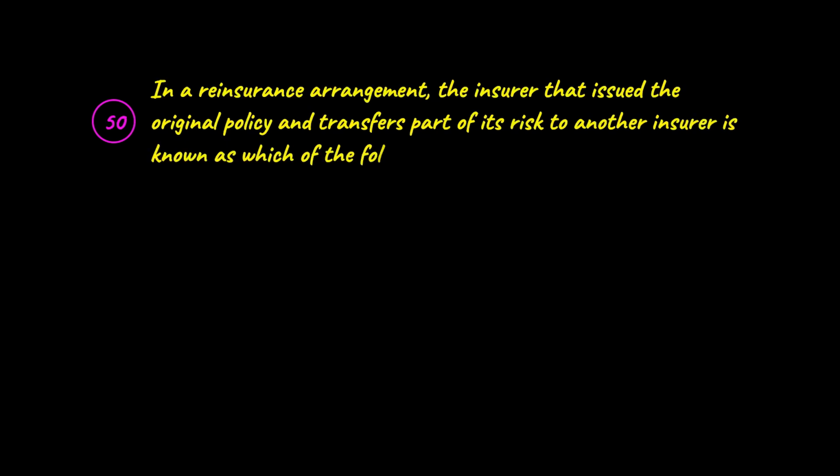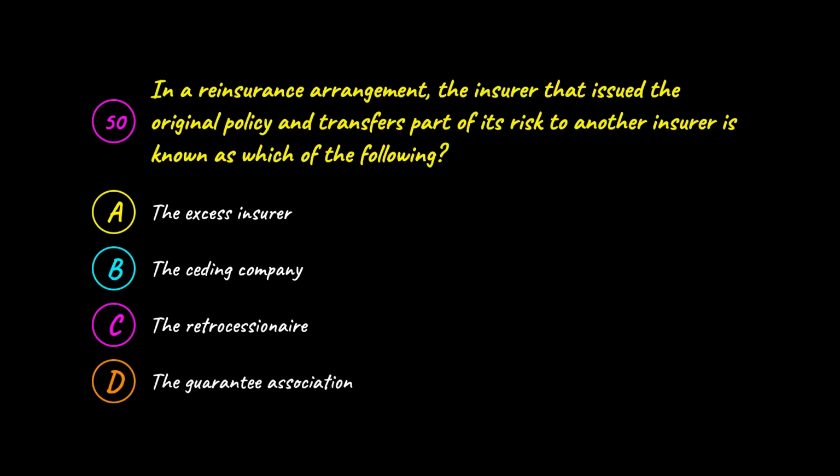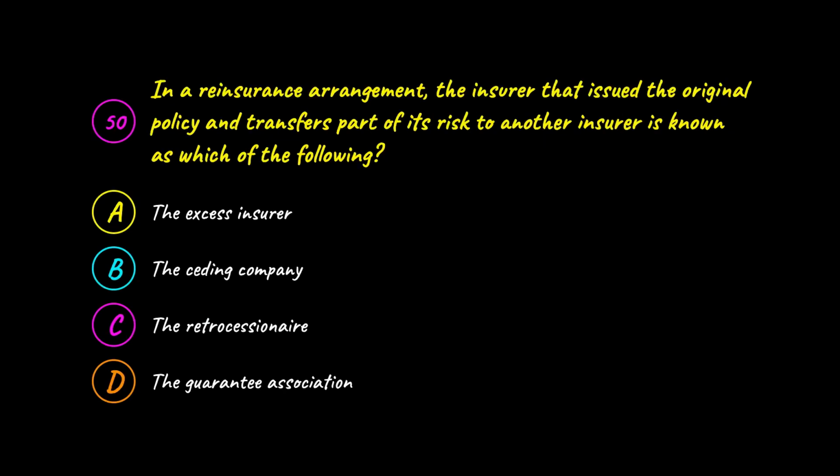Question 50. In a reinsurance arrangement, the insurer that issued the original policy and transfers part of its risk to another insurer is known as which of the following? Your options are: A. The excess insurer, B. The ceding company, C. The retrocessionaire, D. The guarantee association. Take a second. Which answer would you pick?